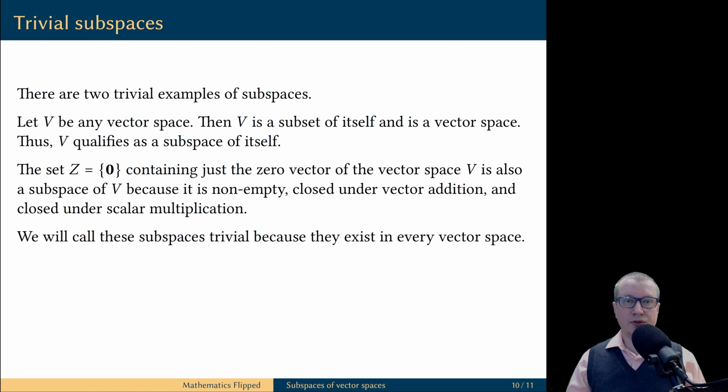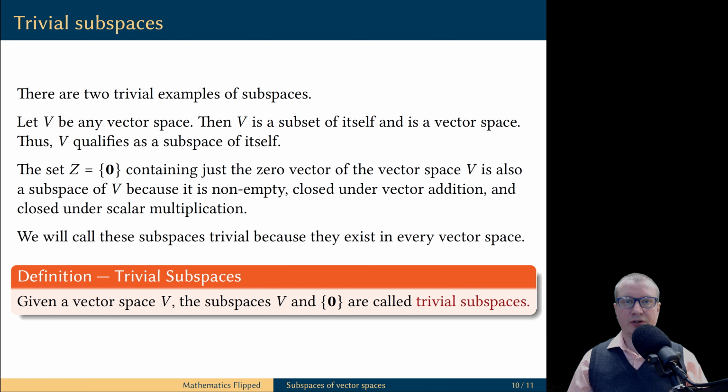The reason we call these two subspaces trivial is because they exist in every vector space. Every vector space has a subspace itself and a subspace which contains only the zero vector. Let's record this observation for future reference as a definition. Why do we need this definition? It's because now we can talk about non-trivial subspaces. A non-trivial subspace of a vector space is a subspace that is not just the zero vector and not all of the vector space itself.